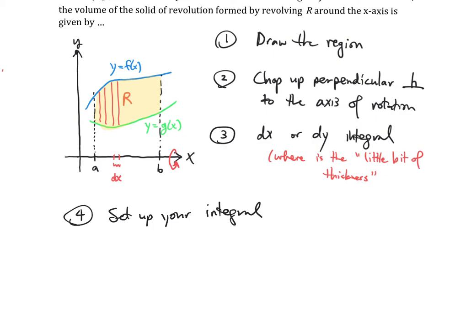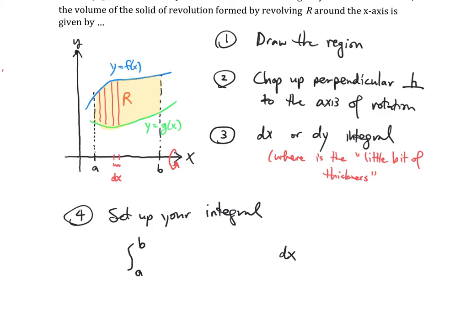And the way that we're going to set it up is it's going to be the integral. We've already picked out what our variable of integration is. That's going to be a dx type integral. Then you want to look at your region of integration and say what's the smallest the x value can be. That's going to be a. What's the largest the x value can be? And that's going to be b. So we're going to integrate from a to b.